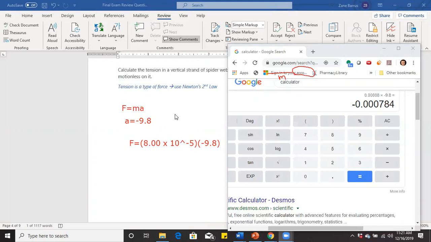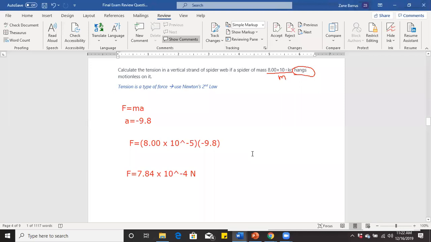So the spider web itself is actually pulling up on the spider. So we're actually going to list our answer with a positive sign because that would be the scenario in which the spider web is pulling up. That's the tension force. So force is equal to, let's make this into scientific notation. So 7.84 times 10 to the, and how many times did we move that decimal place? 1, 2, 3, 4. Okay, and that's newtons. Okay, and that's how you do that problem. Okay, that's done with. Let's keep going.